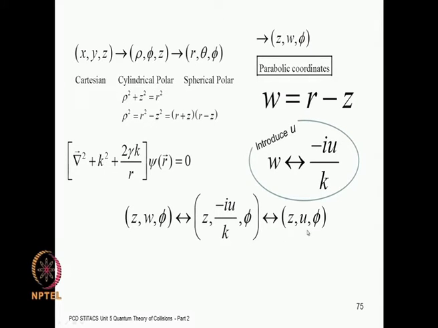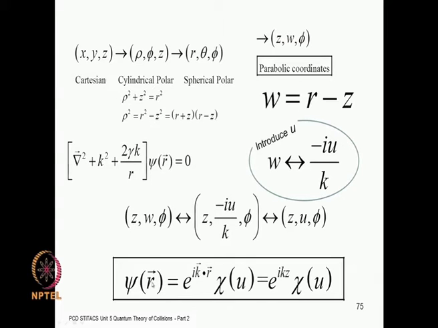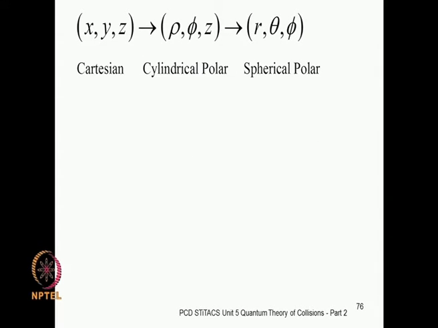So, they are completely equivalent to each other, and then you can write the wave function as e to the i k z and a function of the variable u, which is coming from w. The Schrodinger equation, the differential equation, it will turn out, is separable in the z and u coordinates, because that is the whole idea of simplifying your geometry. So, yes, about the independence of the coordinate system.